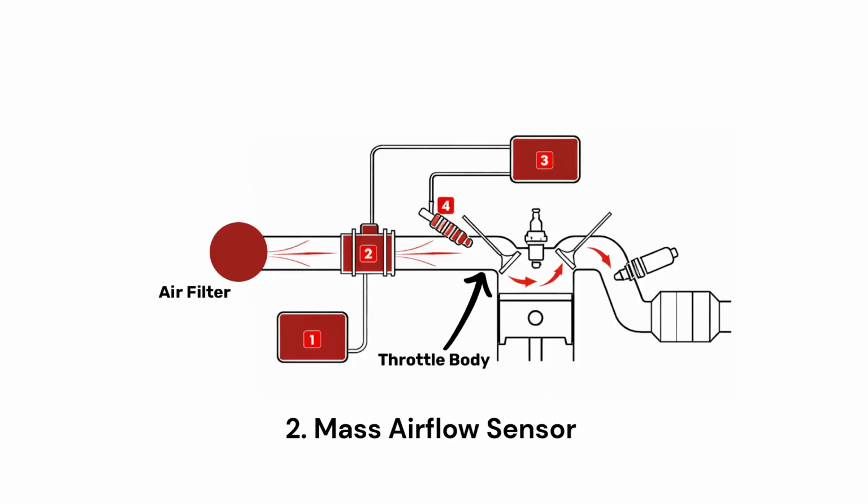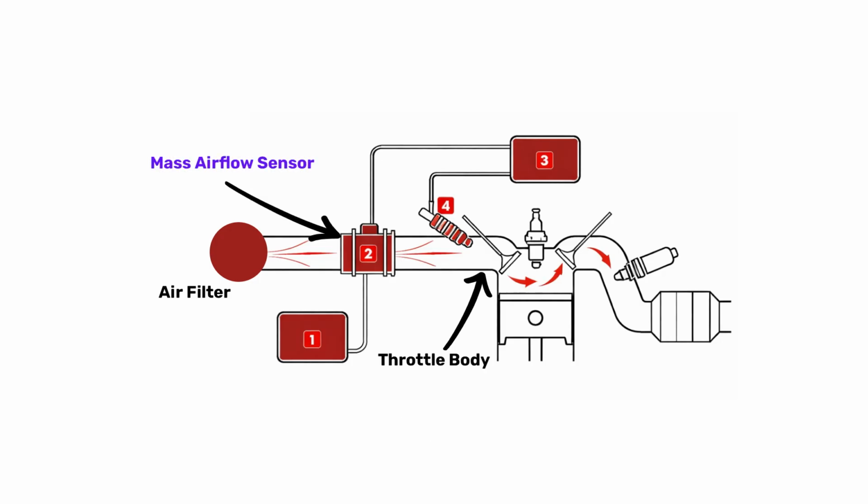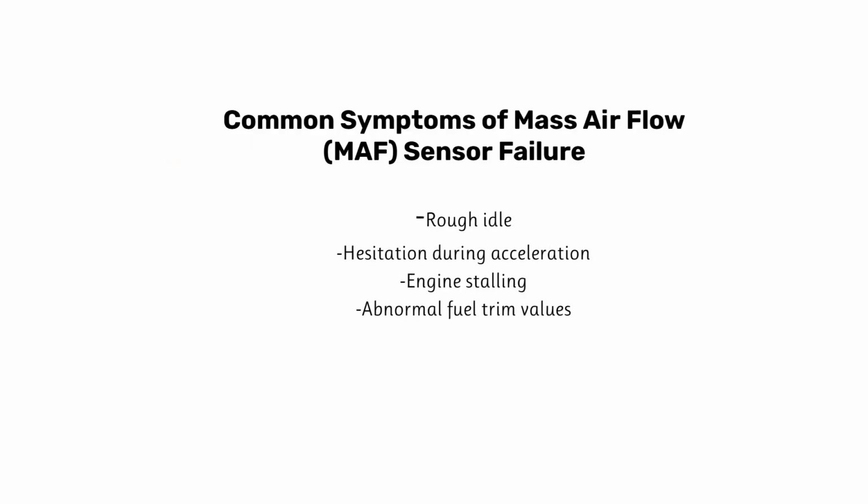2. Mass Airflow Sensor, MAF. Located between the air filter and the throttle body, the mass airflow sensor precisely measures the amount of air entering the engine. This measurement is a primary input for calculating fuel injector pulse width. Contamination from dirt or oil is a frequent cause of failure. A faulty MAF sensor may result in rough idle, hesitation during acceleration, engine stalling, and abnormal fuel trim values.